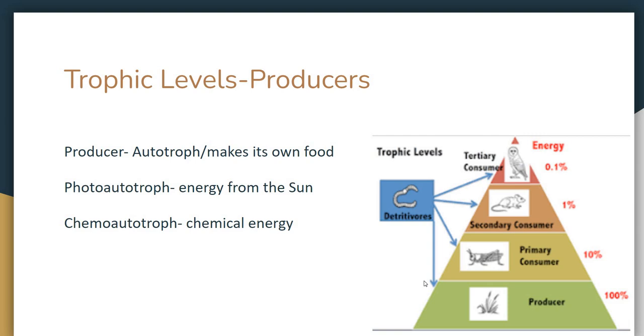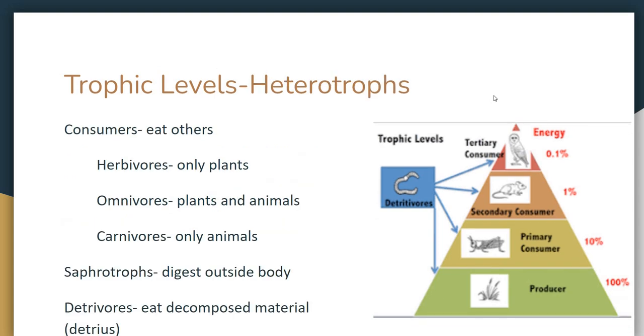Energy can enter in a couple of different ways. One is, you could get energy from the sun, and that type of autotroph would be a photoautotroph. Photo, that makes sense. Or it could come from inorganic chemical energy, and that would be chemoautotrophs. So some bacteria do that. So these are producers, autotrophs. They make their own energy, make their own food, and energy enters into the pyramid here, and then it's going to go up the different trophic levels.